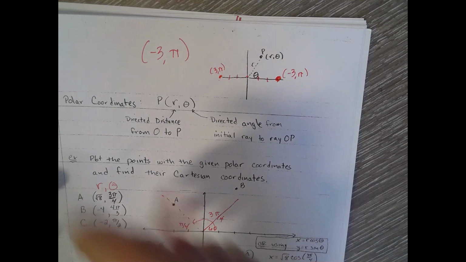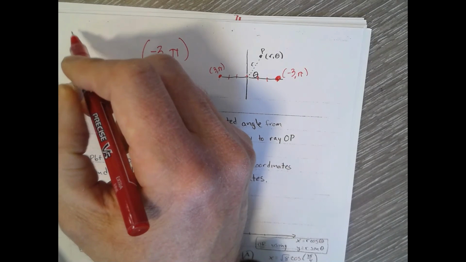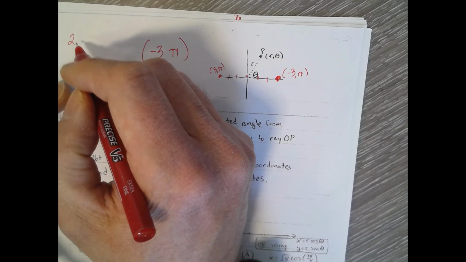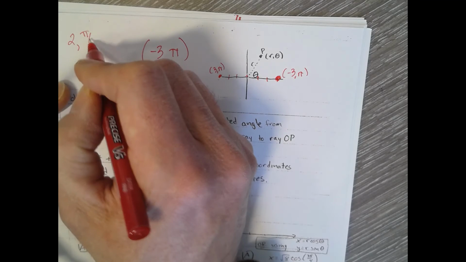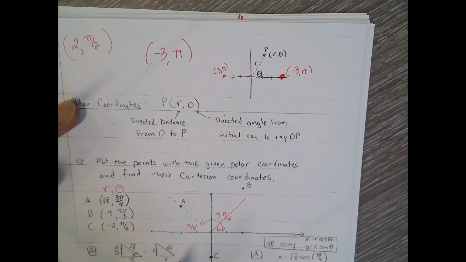So I want you to plot a couple points. Okay, you ready? Plot 2 comma pi over 2. Plot that point. Isn't that what's already done there? Nope. Or no? Oh wait, it'll go right there. So like on the y-axis at the top.